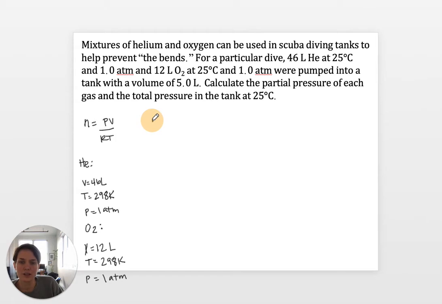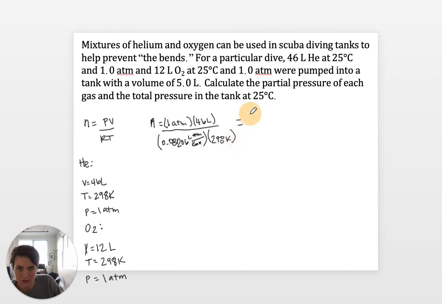All right, so let's go ahead and figure out how many moles we have so we can figure out what our overall pressure is. So we need to take n is equal to our pressure, 1 atmosphere, times our volume of 46 liters over R. That says liters atmosphere per Kelvin mole. Temperature of 298. Let's plug that into our calculators, and you should get 1.9 moles of helium.